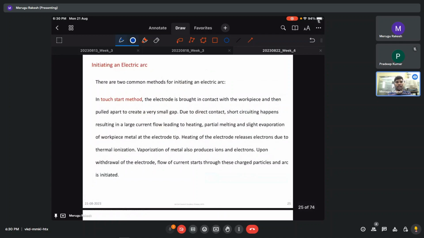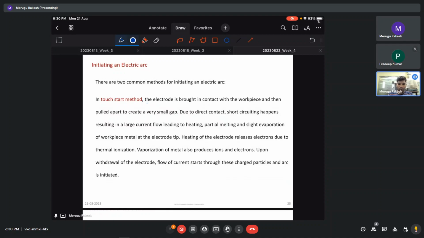Now I think you are all familiar with how to start an electric arc. There are two methods. One is the touch start method. In the touch start method, you touch the base metal with the electrode, then you pull the electrode to a distance so that the arc is established and we proceed with it. This is called the touch start method.